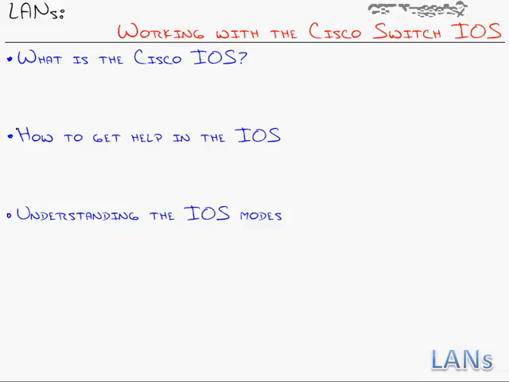The last one we talked about was the IOS modes. It all starts from user mode, you move into privilege mode, then global config, then you can either start your config there or jump into one of the other of hundreds of configuration modes and fully set up your Cisco device.